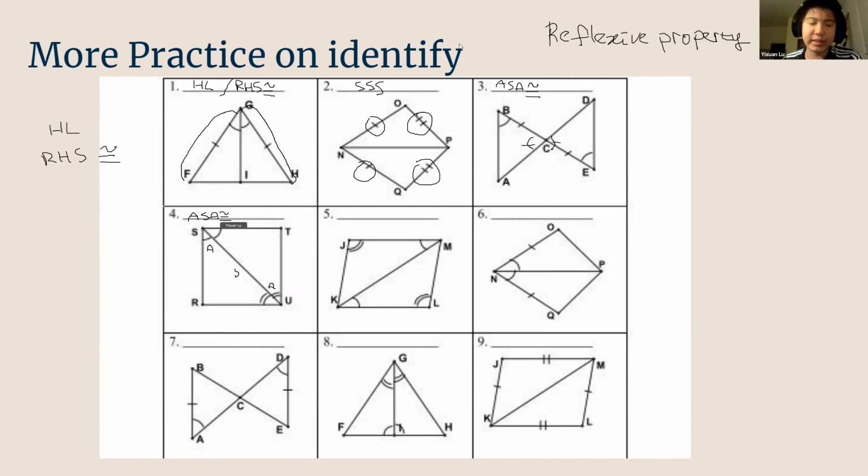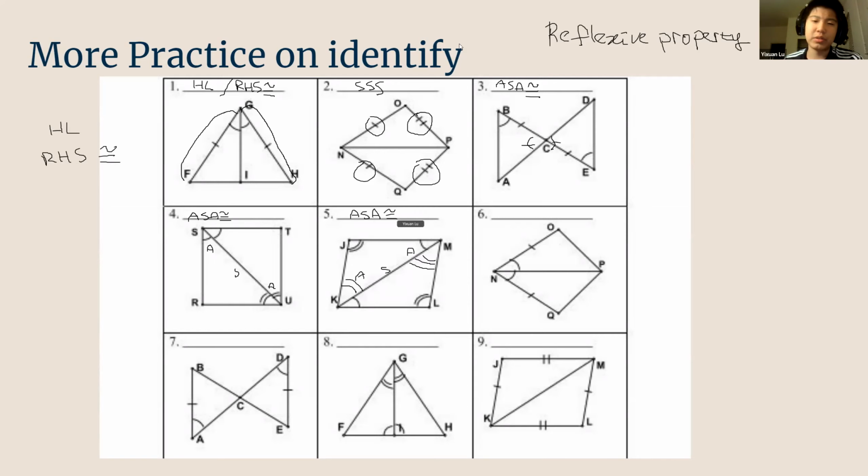Now, question number 5, it's the same idea. We have a side shared by KM, so that KM is congruent to itself by the reflexive property. KJM is congruent to KLM, and KMJ is congruent to MKL. Now, if we do some more work, we find that KML is congruent to JKM. Through this, we find that triangle KJM is congruent to triangle MLK through angle side angle because of these angles and this side. So this is congruent through angle side angle congruency.